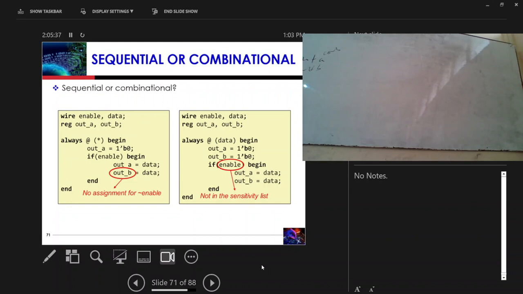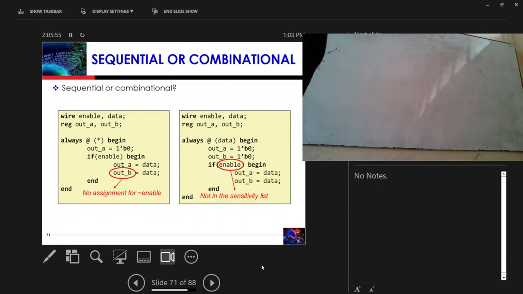But first of all, once anything changes, it will enter and assign out A to 0. Then it will go to the if. If enable is high, then it will assign new data to out A. But if enable is low, it means that it will get the value 0.